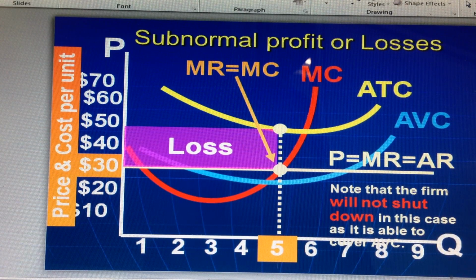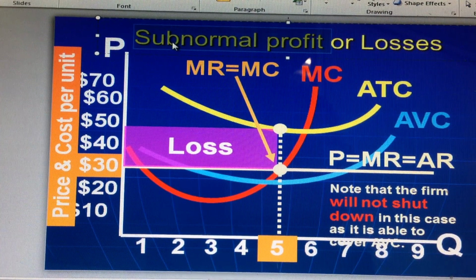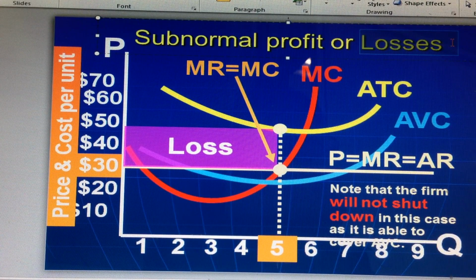Now, can we see the subnormal profit or losses? Remember, the term to use is subnormal profit. If not, you will use the term economic losses. Alright, there's no such thing as subnormal losses. I repeat, either subnormal profit, or you say losses straight away, or economic losses. There's no such thing as subnormal losses.